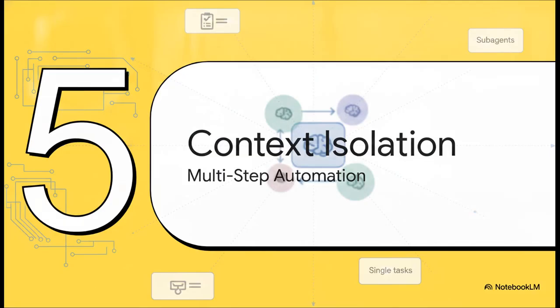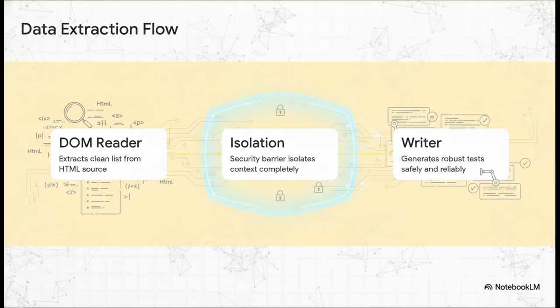Let's see that in action in Section 5, Context Isolation via Subagents, where we scale to multi-step automation. If you throw a massive HTML document object model at an AI, it's going to get confused. So our workflow relies on a strict 1-2-3 process. Step 1, a reader subagent extracts only the data we need. Step 2, a security barrier totally isolates that context. Step 3, a completely separate writer subagent safely generates the tests using only that cleaned-up data.